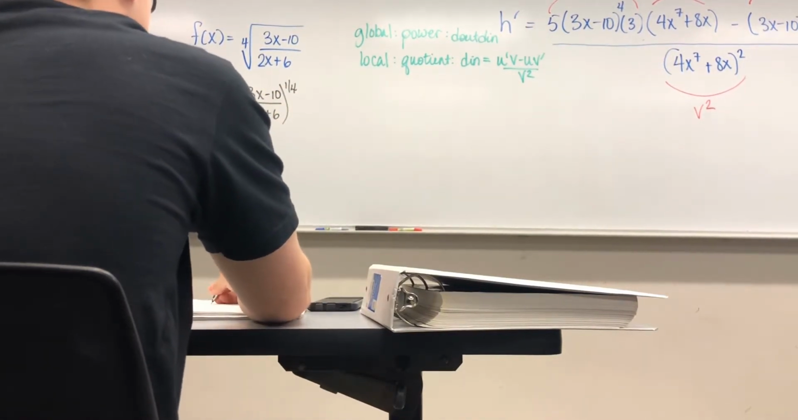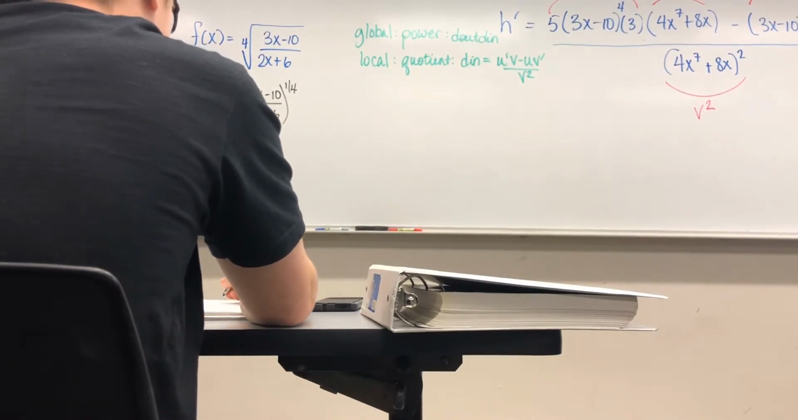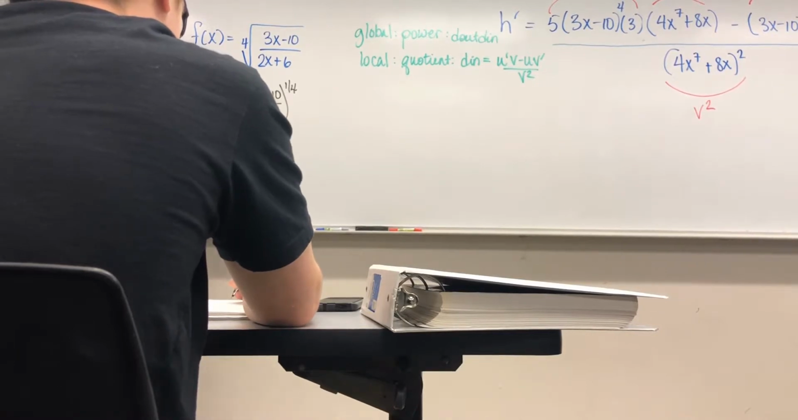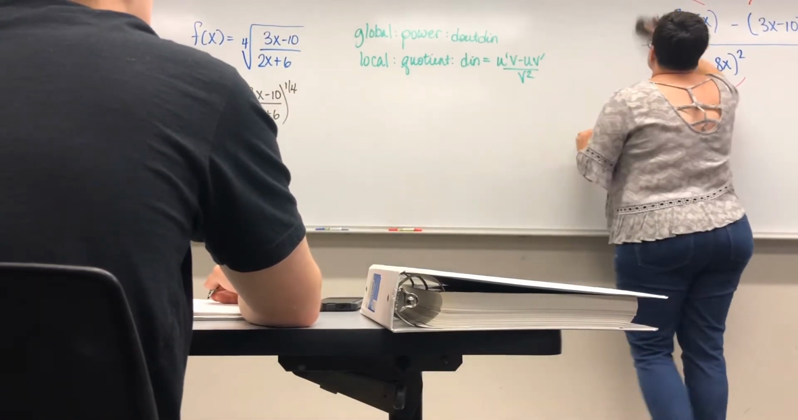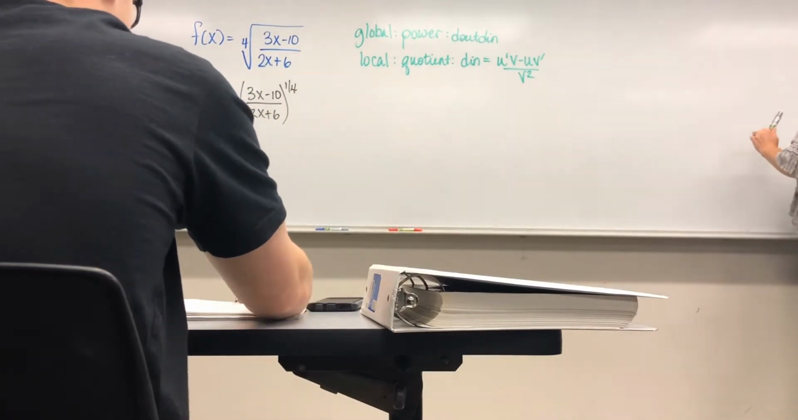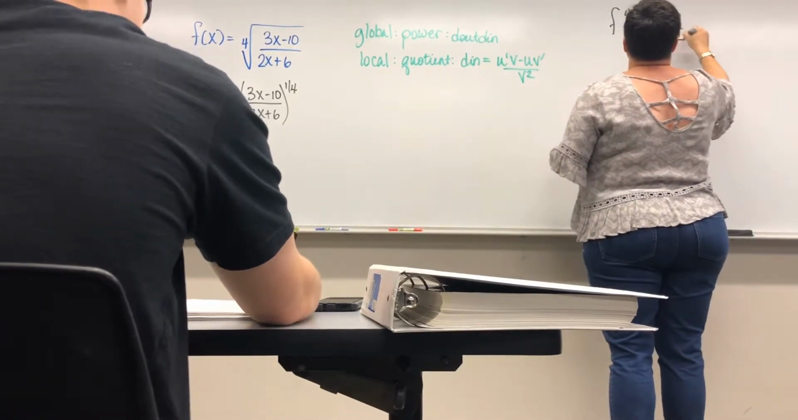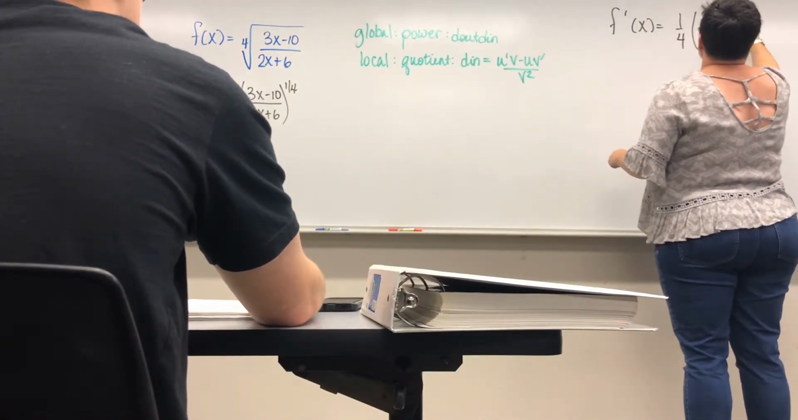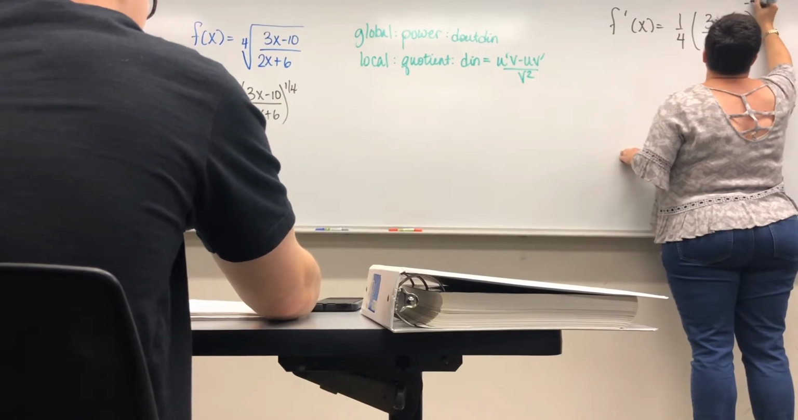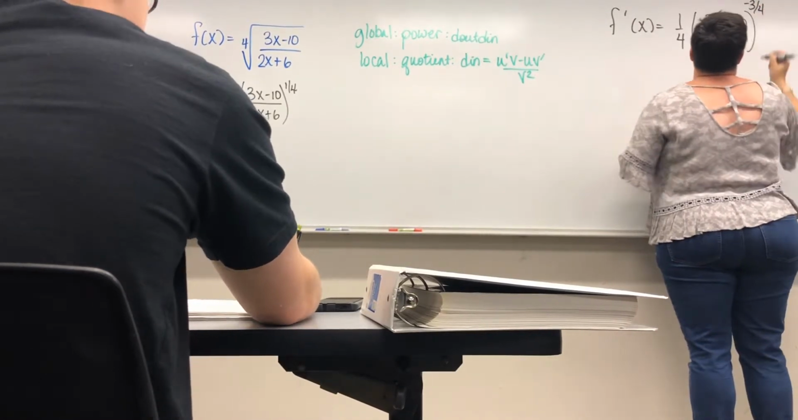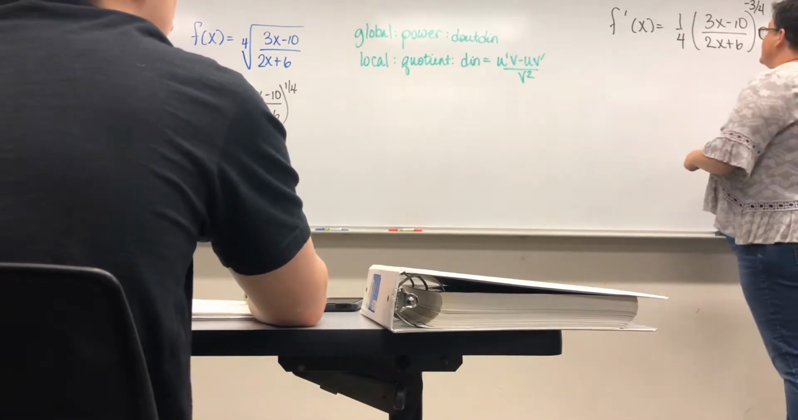Okay. So let's start with the derivative of the outside. What do you guys think the derivative of the outside is going to look like? So 1/4. Yeah, 1/4 junk, which is 3x minus 10 over 2x plus 6. And then your new exponent is going to be, careful, minus 3/4. What's 1 minus 4 saying? Good. Negative 3. Awesome. Okay, so that's d out.